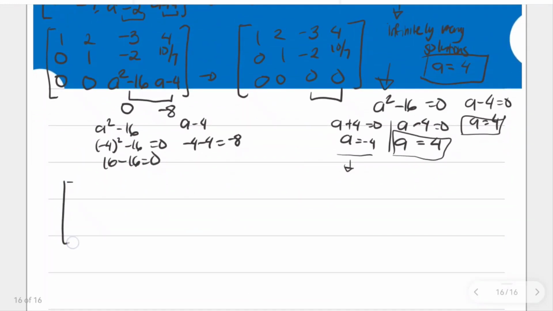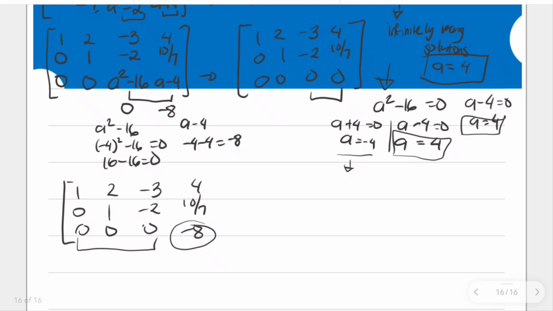Notice that we had a situation like this last time. If we have a matrix 1, 2, negative 3, 4, 0, 1, negative 2, 10 sevenths, 0, 0, 0, and negative 8, all entries here are 0, but we have a resulting value of non-zero. This means this should have no solution. So when can we have no solution? That is if a is negative 4. That is the value we substituted here. So we already have two situations. We have infinitely many solutions if a is 4. We have no solution if a is equal to negative 4.